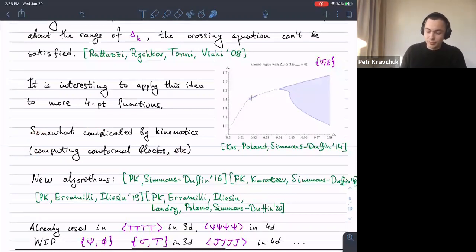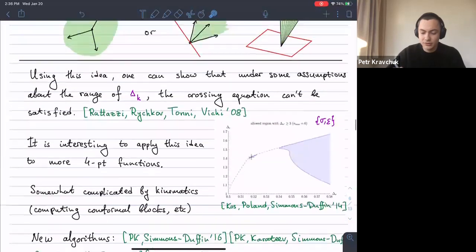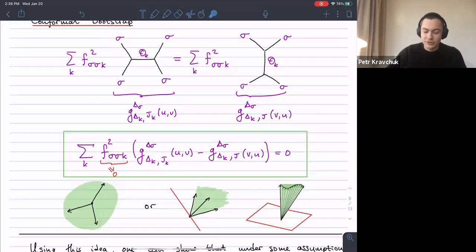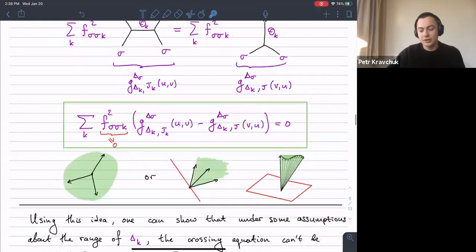So over the past several years, we've been working on developing technology for doing such computations. In particular, in the last 2 years, we have developed an algorithm for computing conformal blocks for any kind of operators in 3 dimensions efficiently. So any kind of external operator, it doesn't have to be scalars on external legs, and it can be anything on the internal leg.